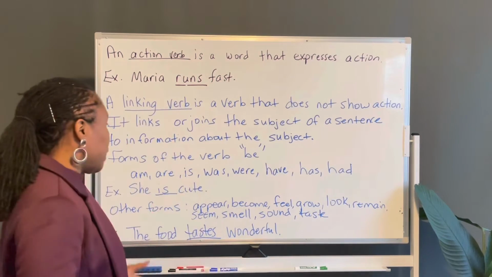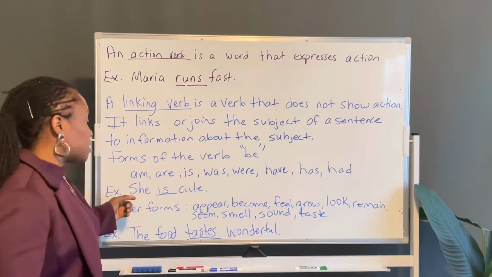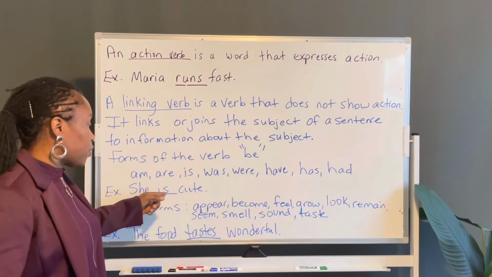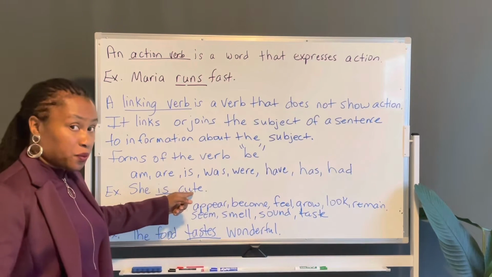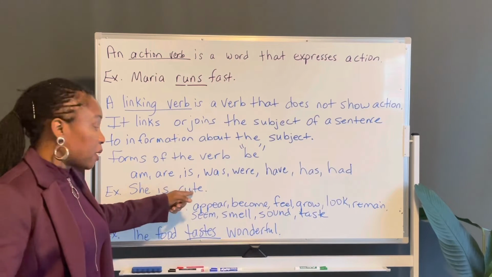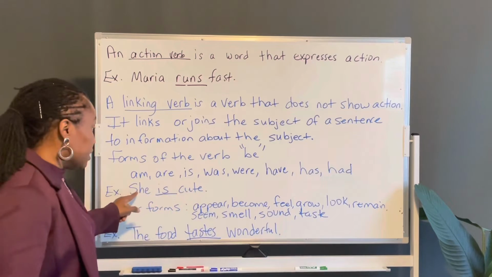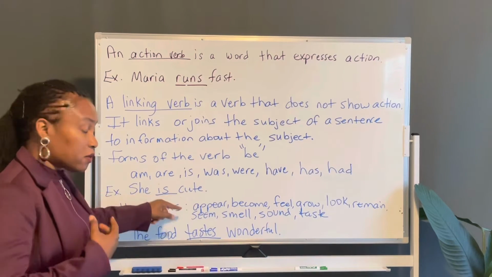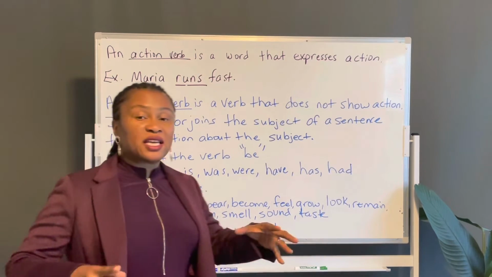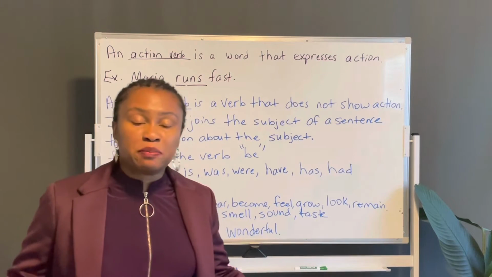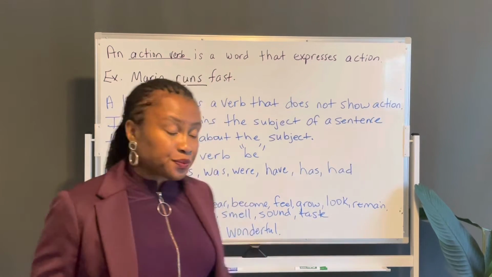All right, but what you see here in this sentence is that the subject she is being linked by this linking verb is to cute. Cute is information about the subject. What about the subject? She's cute. So the linking verb there is there to connect the subject to information about the subject. There is no action being done. It's a state of being.